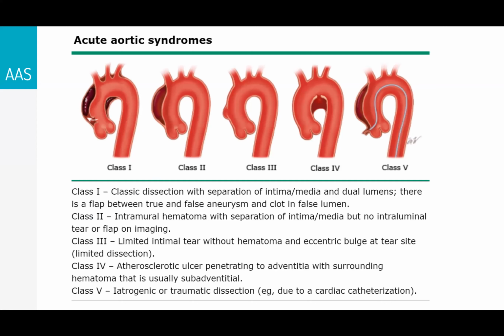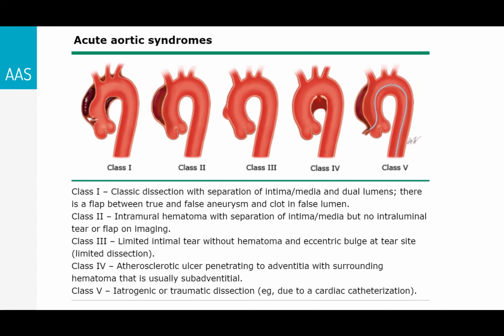We have the first picture, which is aortic dissection. The second one is intramural hematoma. The difference between the first one and the second one is that the first one has an intimal tear with flow from the true lumen, from the aorta, into the false lumen. While in the aortic intramural hematoma, there is no apparent tear.